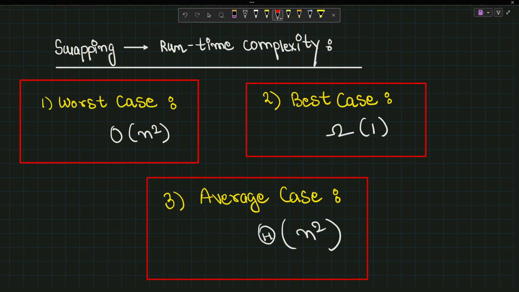So let's recap the running time complexities. For the worst case, the running time complexity for swapping made is big O of n square. For the best case, the running time complexity for swapping made is omega of 1, which is constant. And at last, for the average case, the running time complexity for swapping made is theta of n square.